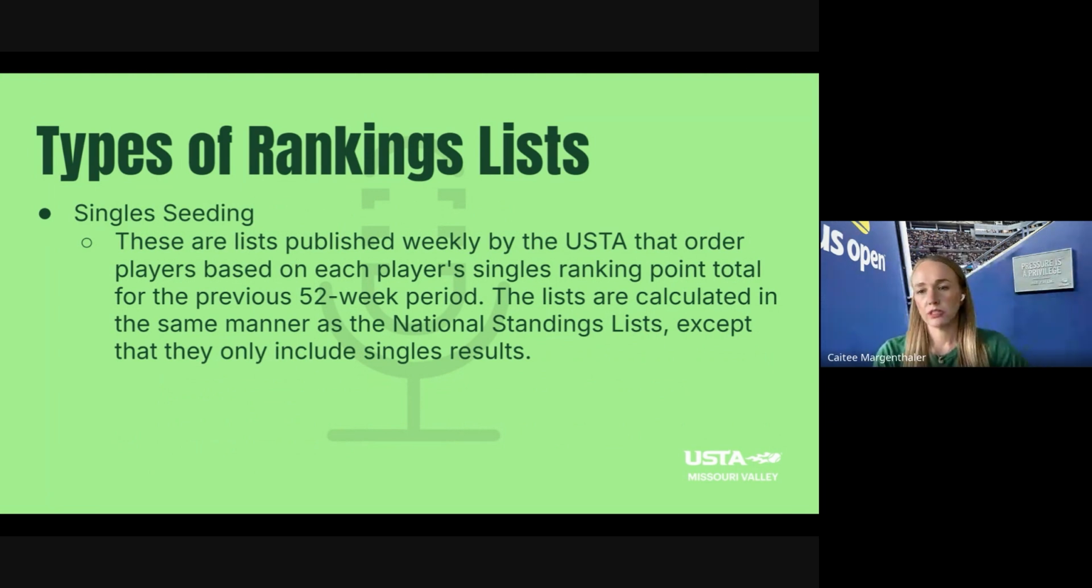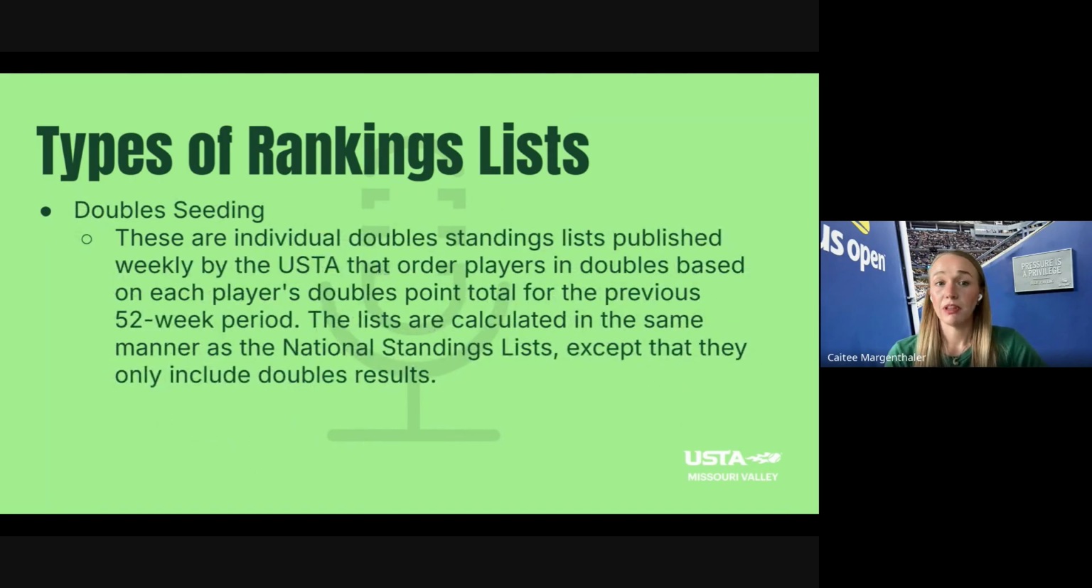All right, so you'll see 2 more other types of lists that get confusing. We have the single seedings list. This list, just like the combined national standings list, is the rolling 52-week year. However, it only includes your singles results. So it's just a list that's created with just singles results. Likewise, double seedings list, same idea. It's the 52-week period that we just talked about. Again, just like the national standings list, except it's only including your doubles results. So pretty simple.